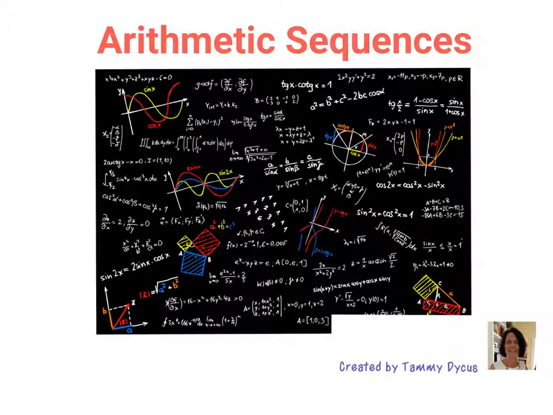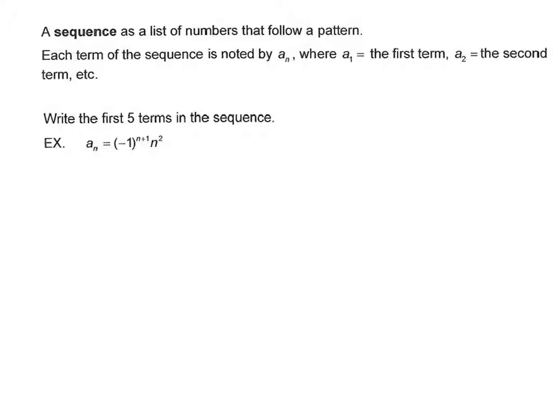Arithmetic sequences. A sequence is a list of numbers that follow a pattern. Each term of the sequence is noted by A sub n, where A sub 1 is the first term, A sub 2 is the second term, and so on.